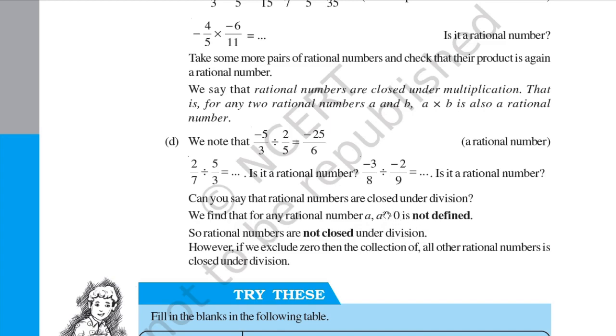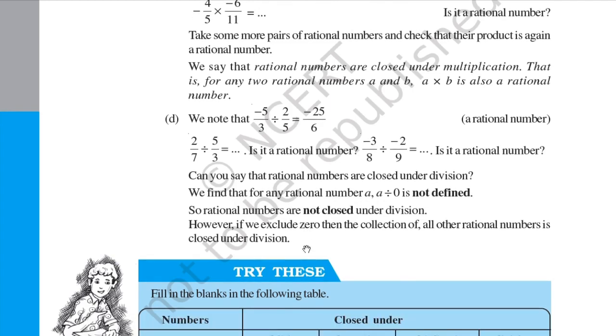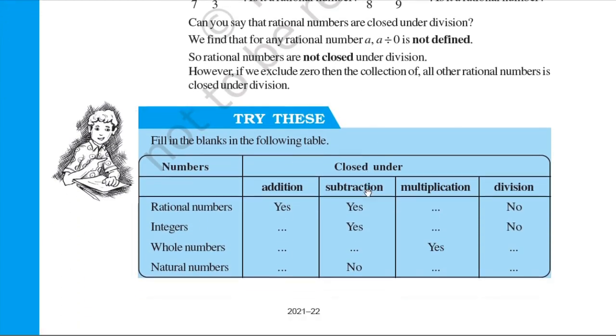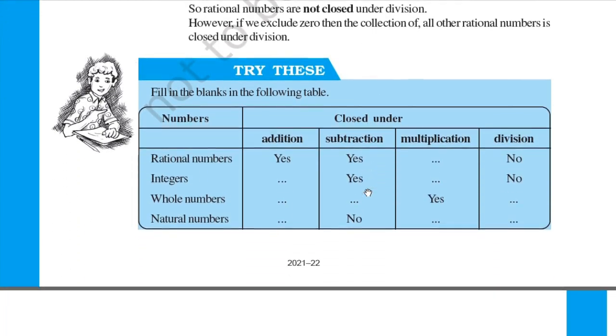So for this case we can say that it is not a rational number. So the rational numbers are not closed under division. However, if we exclude 0, then the collection of all other rational numbers is closed under division. So only for this case it is not a rational number because it is not defined. Now try these fill in the blanks.